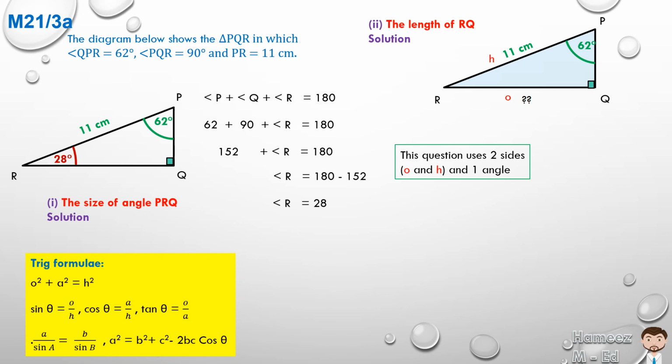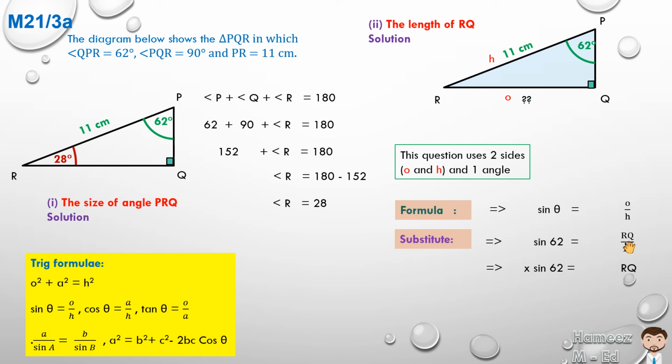So if we look at our trig formulae, we can tell that that would be sine theta is equal to opposite over hypotenuse. So when we substitute, sine 62 is equal to opposite, which is RQ, over 11. And we want to find RQ alone on the right-hand side, so let's cover off the 11 with our hands. And what happens? We write what we have. Sine 62 is equal to RQ.